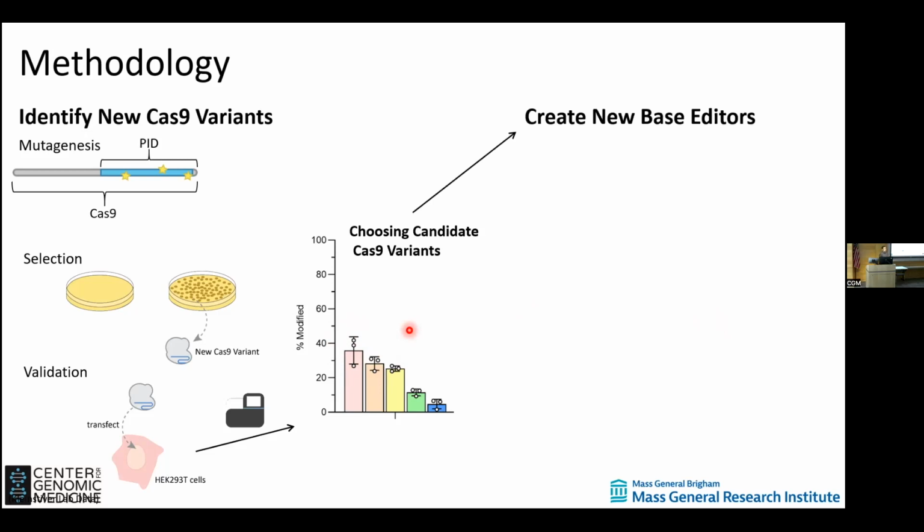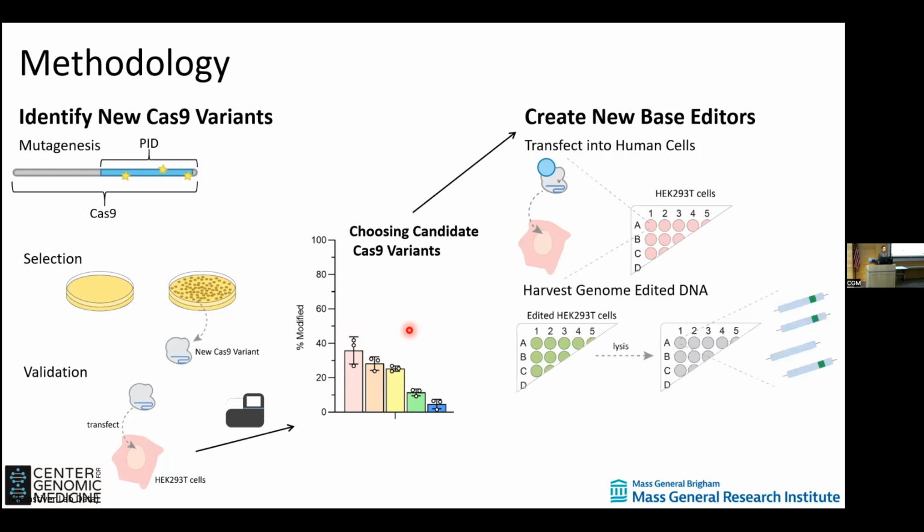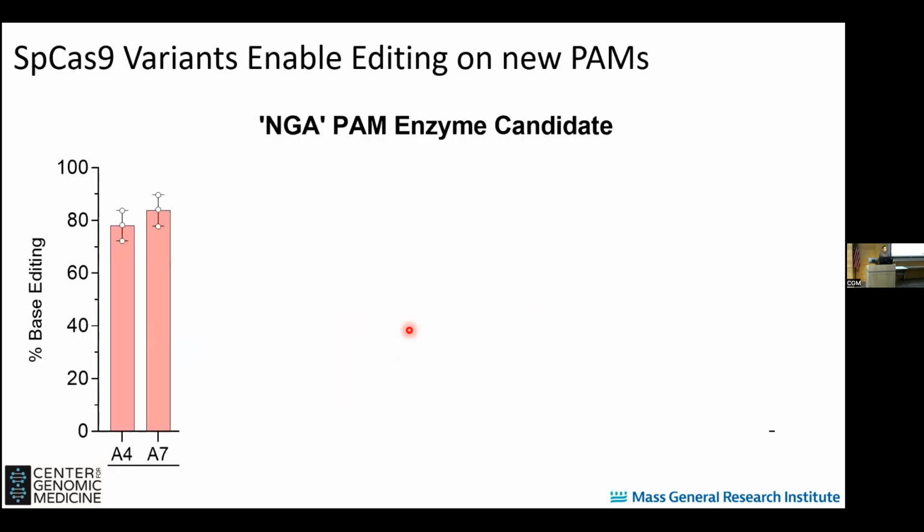And this is where I picked up during the summer. So from here, my workflow was transfecting our new base editors into human cells, harvesting the DNA, and then performing next generation sequencing on them. And by doing so, you get something that looks like this. And so this is one of my candidate enzymes. The PAM that it recognizes is NGA, and that's what it's meant to work best on. On the y-axis, you can see the percent base editing is rather high, which I'm quite proud of.